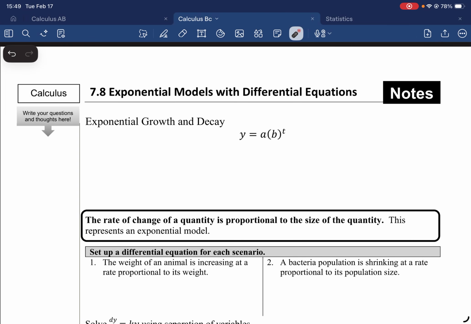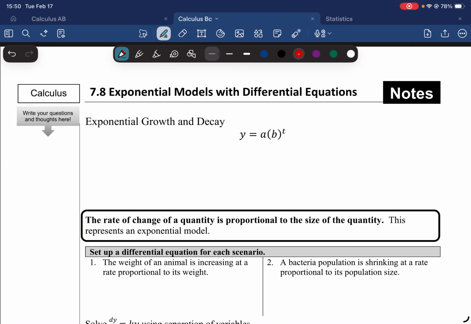Exercise 7.8 notes, exponential models with differential equations. So first we're going to talk about the exponential growth and decay function, y is equal to a times b to the t power. This should look familiar from Algebra 2 when you learned about the exponential equation. Just recall that this a represents the initial value and b represents whether it's a growth or decay.